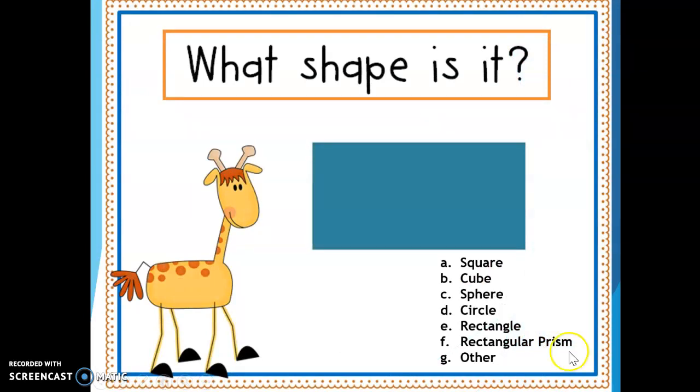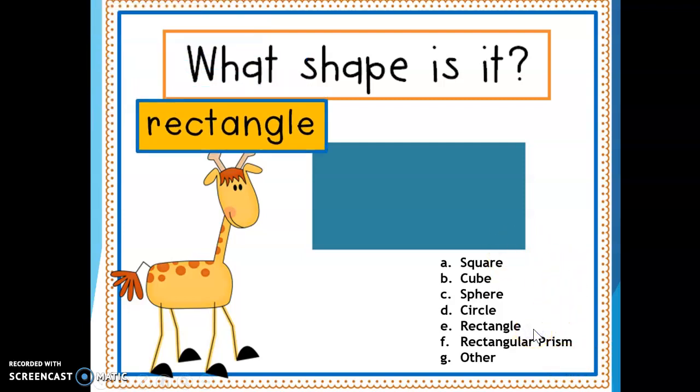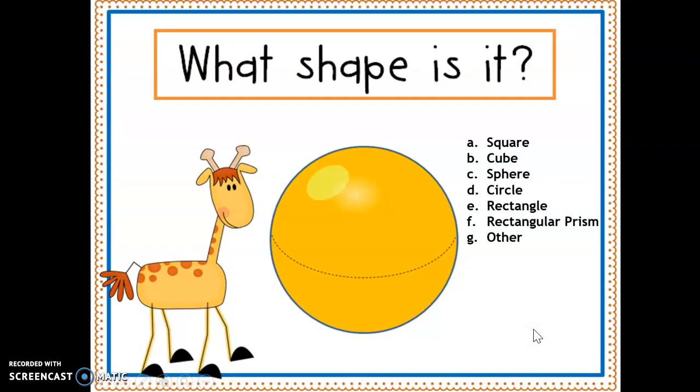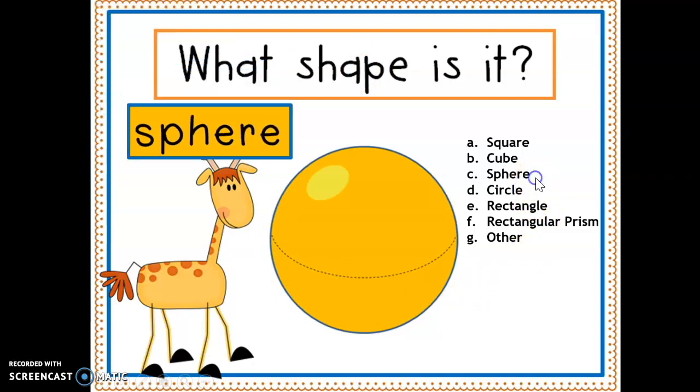All right, take a look at this one. It looks like a sheet of paper or a beach towel. It would be E, a rectangle. And here we go. It has this dotted line, so it's three-dimensional, like a ball or like marbles. If you said C, sphere, you are correct.